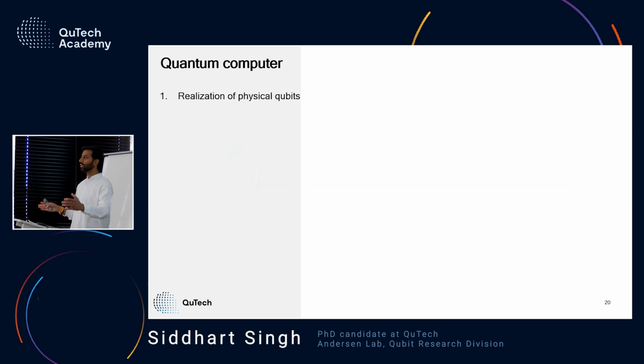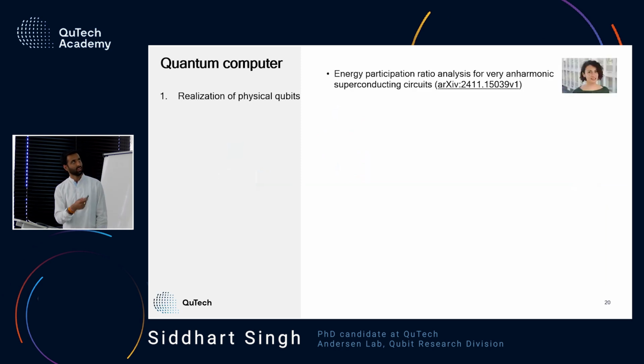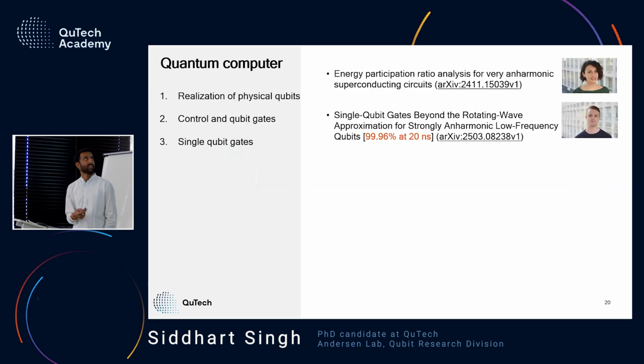So now coming back to the original question of making a physical system for quantum computing, first is the realization of physical qubits, and we were able to do this in the lab with Figen's project initially, and then we demonstrated we can make fluxoniums. Second goal is to do control of these systems and do single qubit gates. And with Martine, we were able to show 99.96% fidelity for these gates at 20 nanosecond gate time. So that's a pretty good performance.